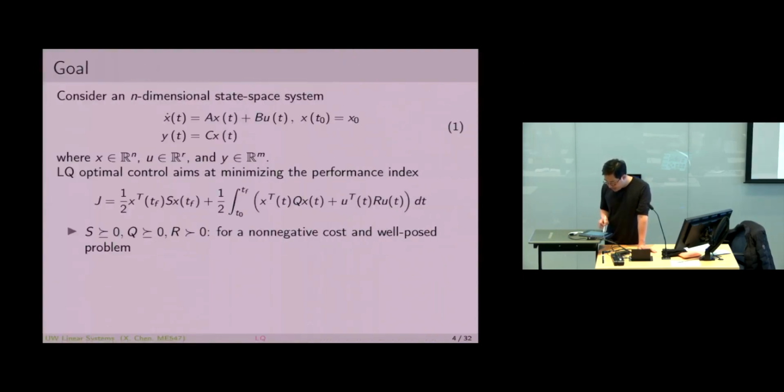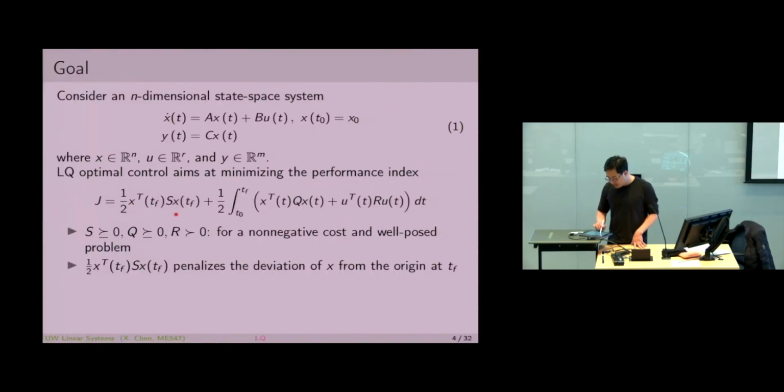More specifically, here are some assumptions to make the problem well posed. First of all, we say these Q, R, and S are at least positive semi-definite. S should at least be positive semi-definite, Q should be positive semi-definite, and R should be positive definite. These conditions are similar to the conditions in the single input, single output case, quadratic cost function where the coefficients are positive, or at least non-negative. They assure a non-negative cost and a well-posed problem.